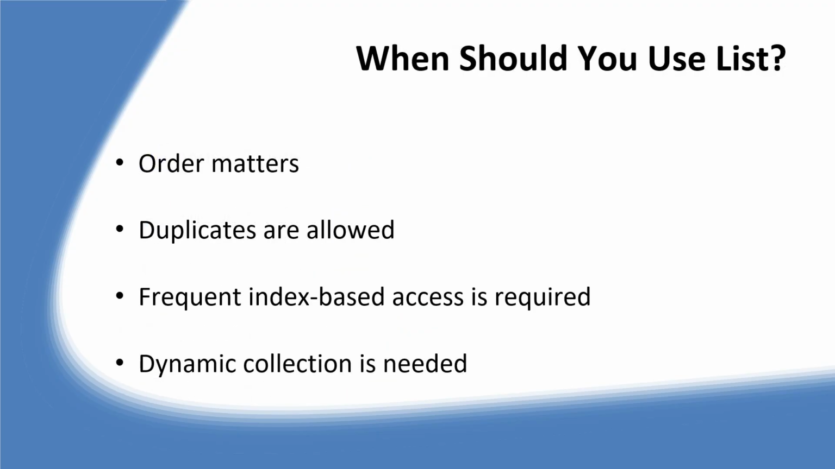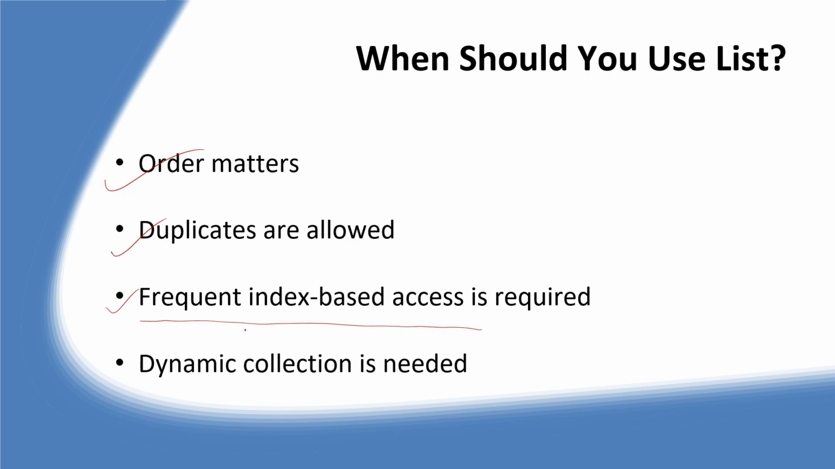Now the next question comes, when should we use the list? On what criteria should we use the list? Use a list when the order of elements is important, in which order they are preserved. Choose it when duplicate values are allowed, when you need index based access, or when the collection size changes frequently. So what are those pointers? Order matters, duplicates are allowed, and frequent index based access is required.